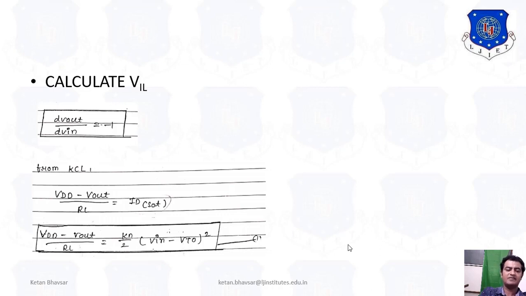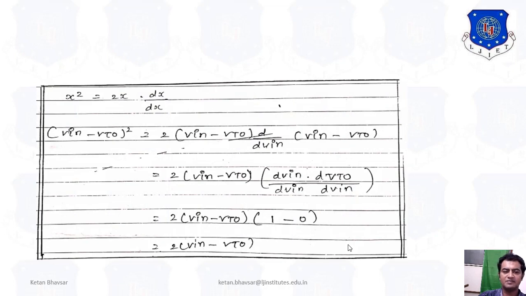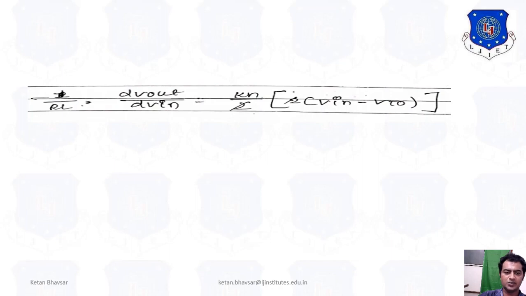As we already saw, when we apply the KCL, we see the variation like this. But right now we have to put the ID saturation equation, so Kn by 2 into (Vin minus VTO) whole square, instead of a linear equation. So this is how it will simplify. The derivative of x square is 2x into dx by dx. So for (Vin minus VTO) square, we have 2 into (Vin minus VTO) into d by dVin of (Vin minus VTO). So 2 into (Vin minus VTO) into dVout upon dVin is equal to dVTO upon dVin. So we have 2 (Vin minus VTO) into (1 minus 0), so 2 (Vin minus VTO).